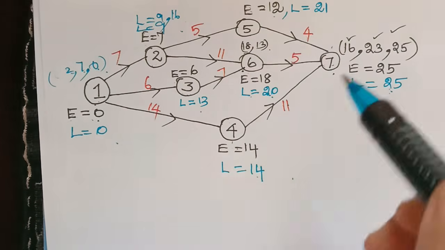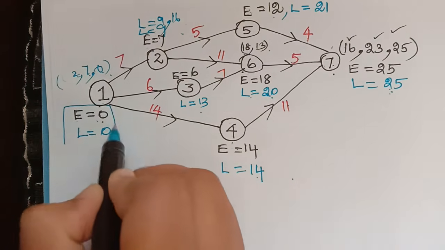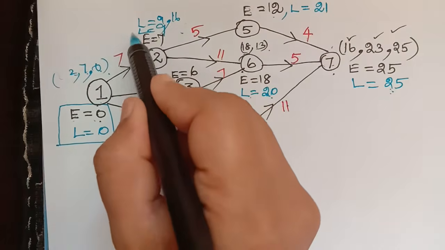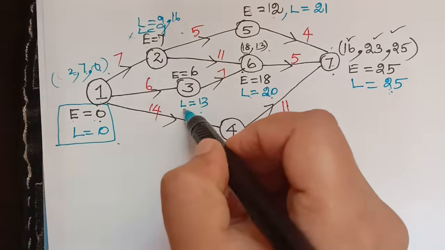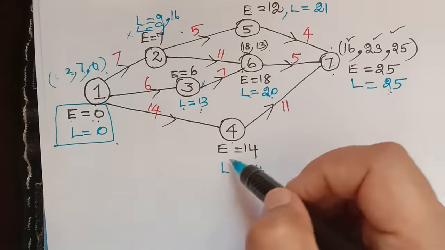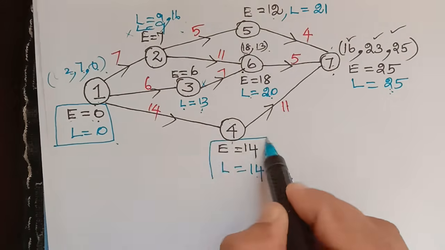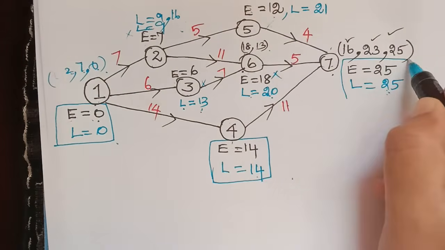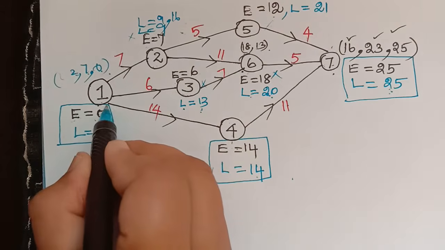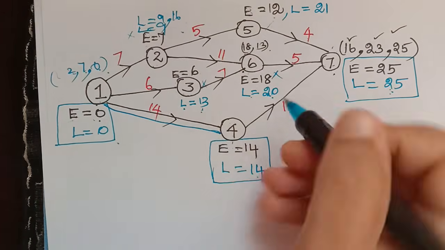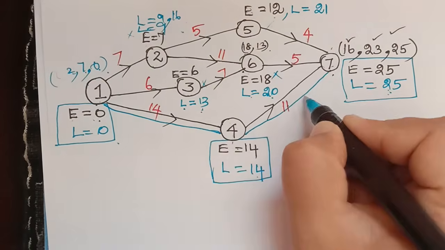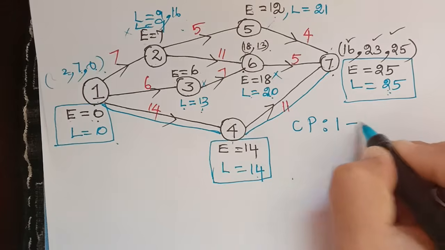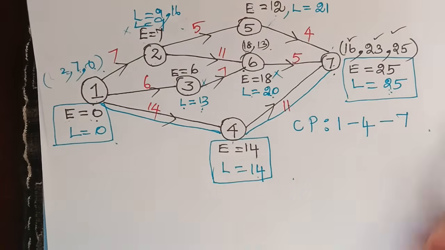Now we have to check where E is equal to L. So here we have E equal to L. Here E is 7 and L is 9, so it's not equal. Here L is 13, E is 6, so it's not equal. Here it is equal, both are 14. And here it is not equal, here it is not equal, and here it is equal. Therefore the critical path will be from 1 to 2, 1 to 4, and from 4 to 7. So this gives us the critical path. So the critical path is 1 to 4, 4 to 7.